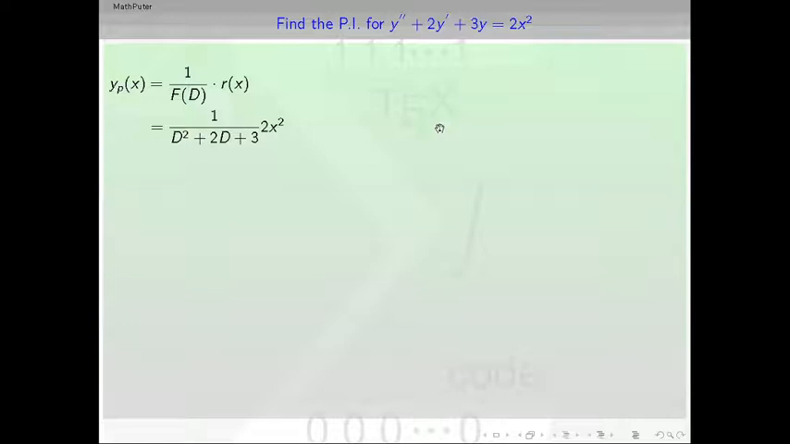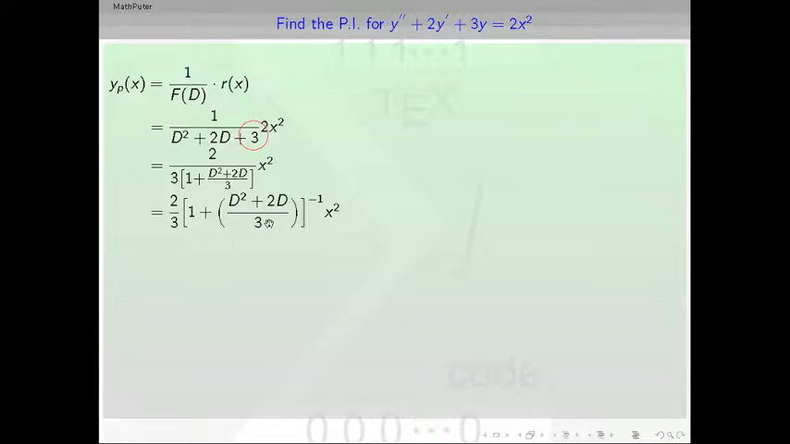Okay, now what we did in the last example, we observed or found the minimum power of D, which is here 3. We take 3 common, so we have 1 plus (D square plus 2D) upon 3. This is now a very simple calculation. This is (D square plus 2D) upon 3, all raised to minus 1, right? So this is (1 plus x) inverse.